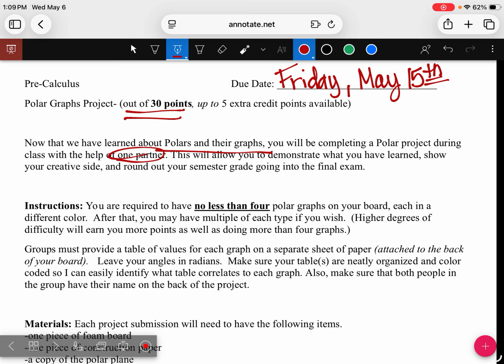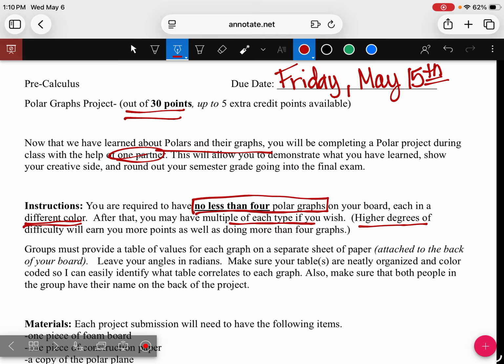Okay. You have to do a minimum of 4 polar graphs on your board. Each one has to be done in a different color. So I have plenty of string in all different colors, okay? You have to use different colors for every graph so I can tell it on the board. All right, you can have multiple of each type if you wish. The harder ones are worth more points.